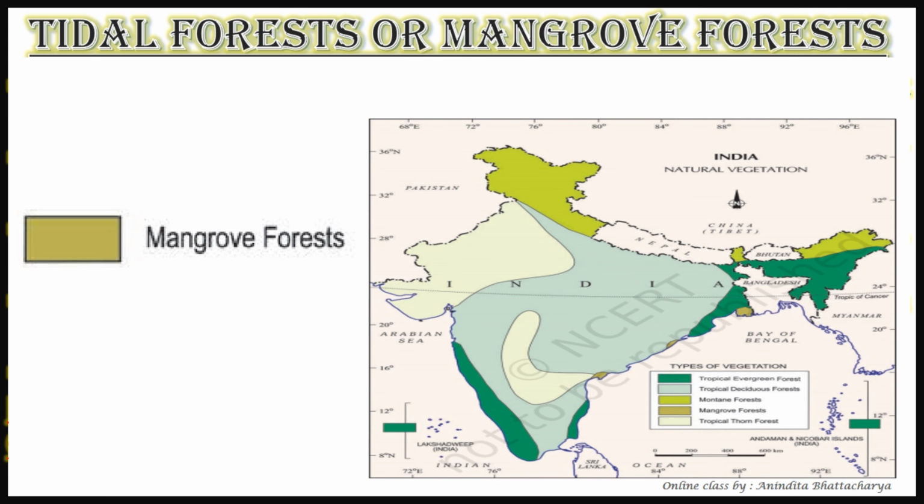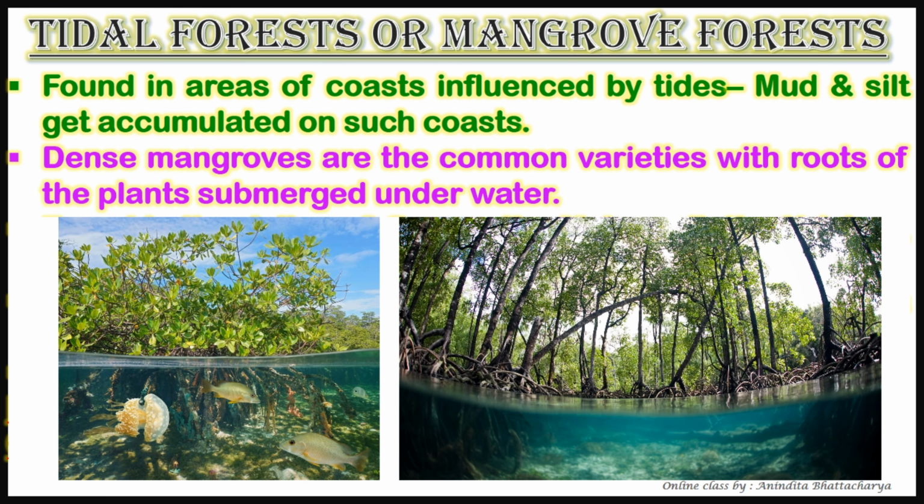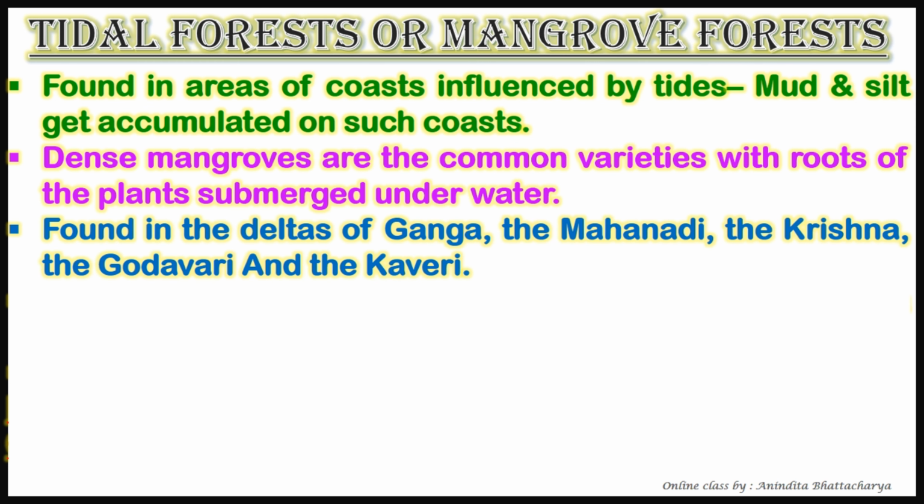Tidal forest or mangrove forest is found in areas of coast influenced by the tides. Mud and silt get accumulated on such coast. Dense mangroves are the common varieties with roots of the plants submerged under the water. Found in the deltas of the Ganga, the Mahanadi, the Krishna, the Godavari and the Kaveri.